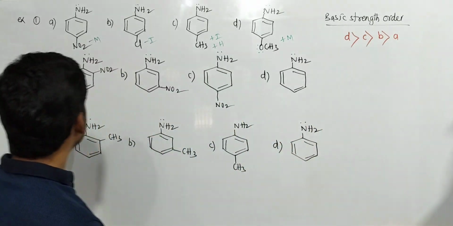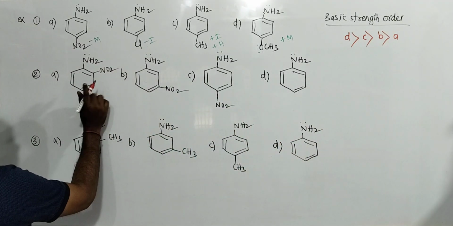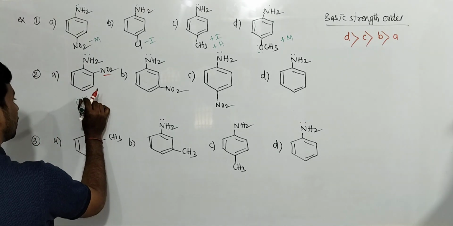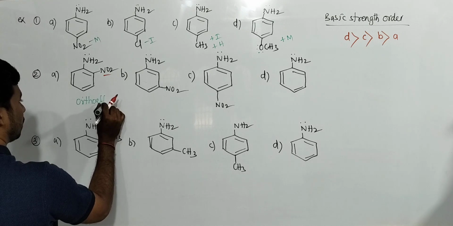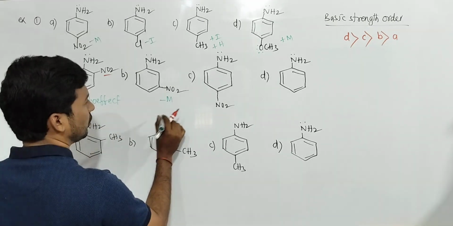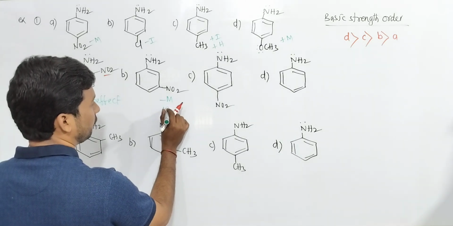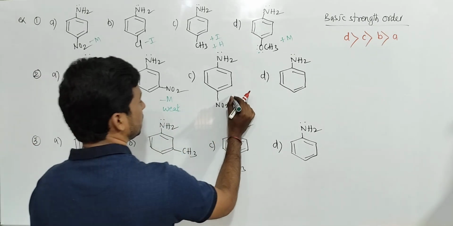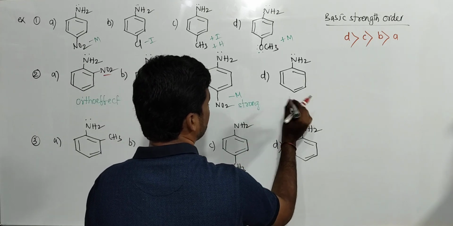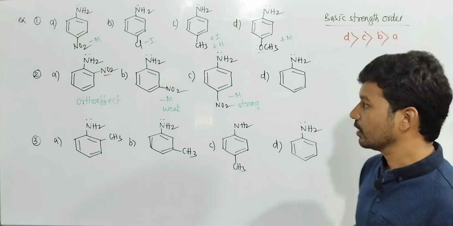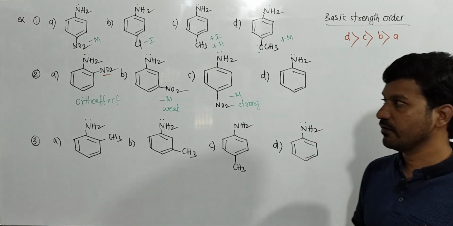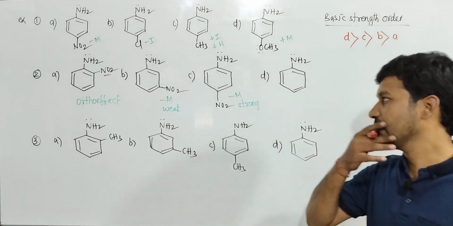Okay. Next, consider the second example. Any group present at the ortho position gives the ortho effect, a weaker base. This is a -M group at the meta position, weak. Here a -M group at the para position, strong. Here there is no group, neutral, no effect. So which is the weaker base among those four? Definitely A is a very weak base. Any group present at the ortho position of aniline gives a weak base.